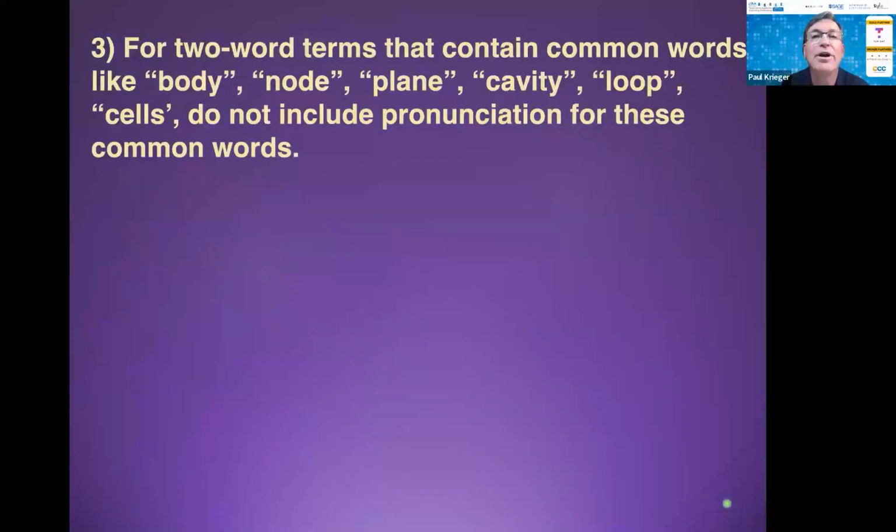So there was another point that I did. Okay. And then I'm going to ask you to do the same thing again, Kevin. Can you read that first one? Yeah. So point 3 is for 2-word terms that contain common words like body, node, plane, cavity, loop, cells, do not include pronunciation for these common words.